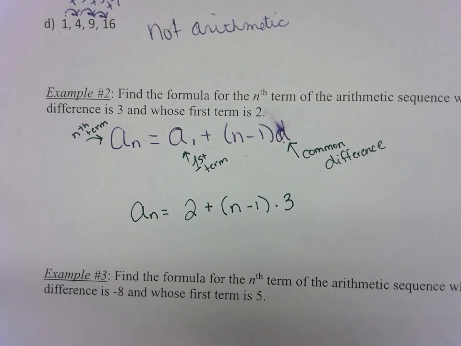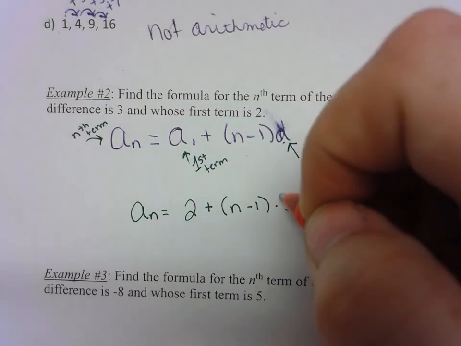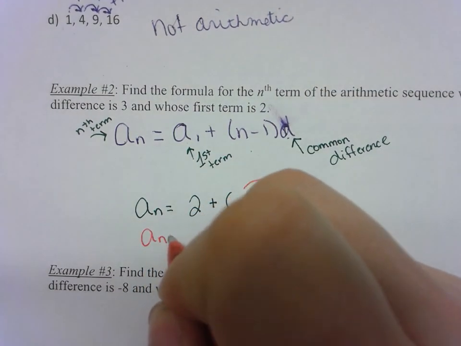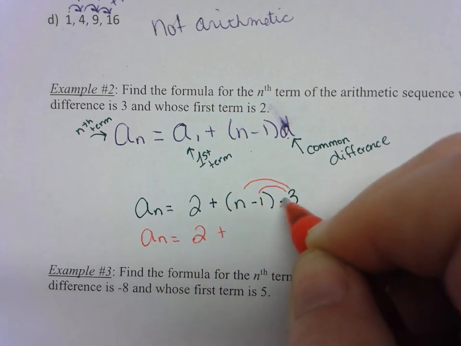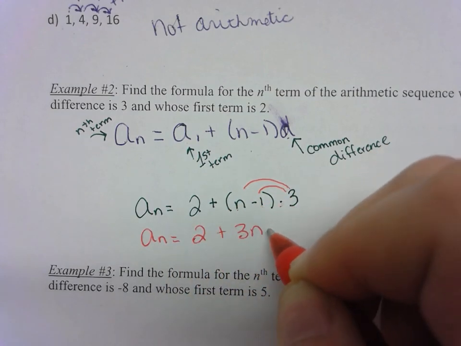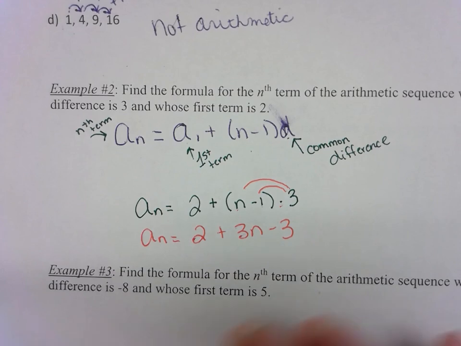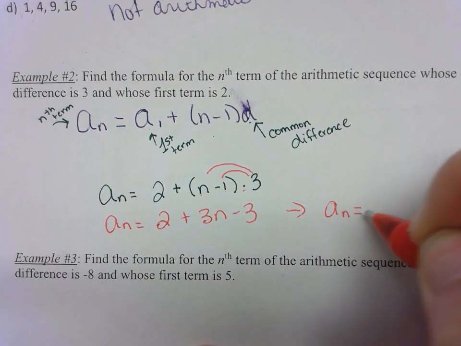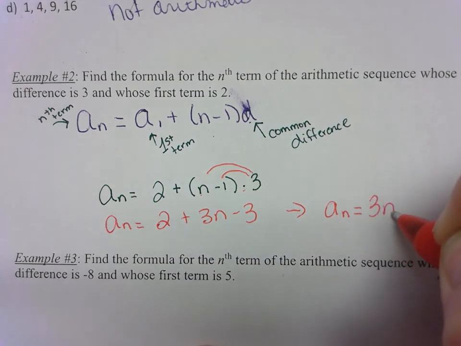Well, we wouldn't leave it like that. I can distribute this 3 through to this group of parentheses because it's connected by multiplication. So we have a sub n is equal to 2 plus 3n minus 3. Combine your like terms, and you have a sub n is equal to 3n minus 1.